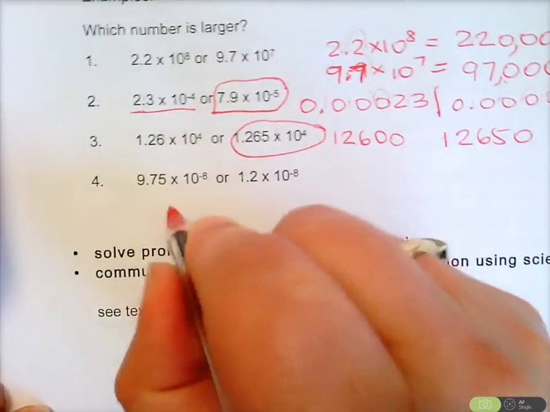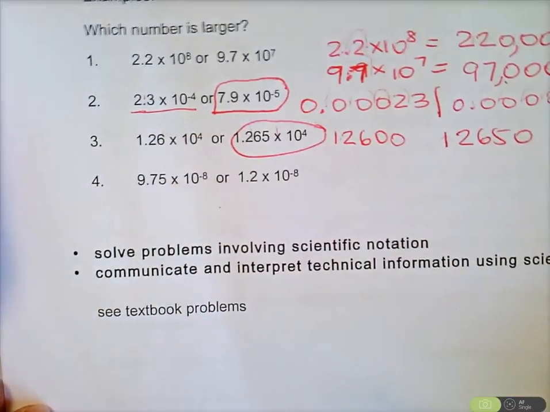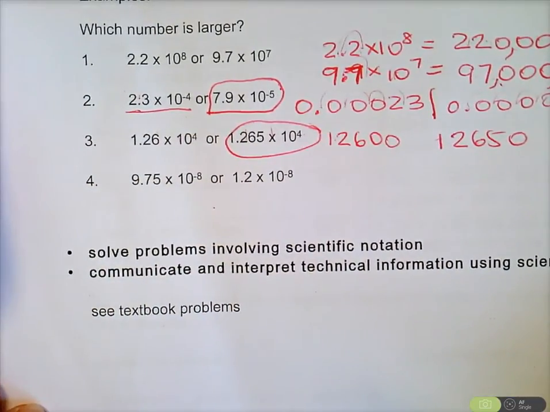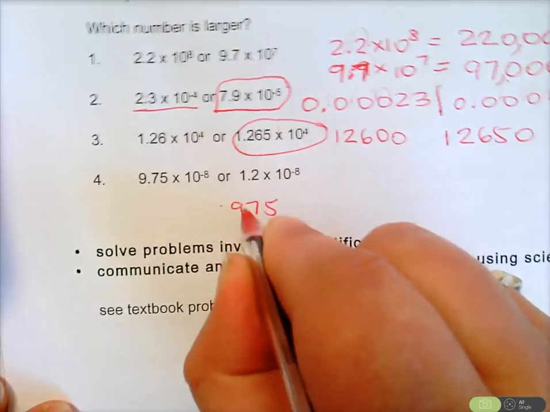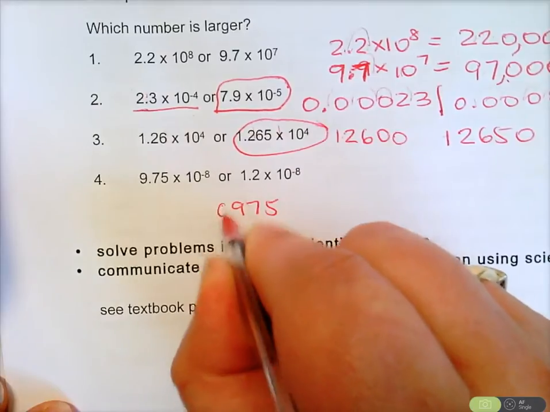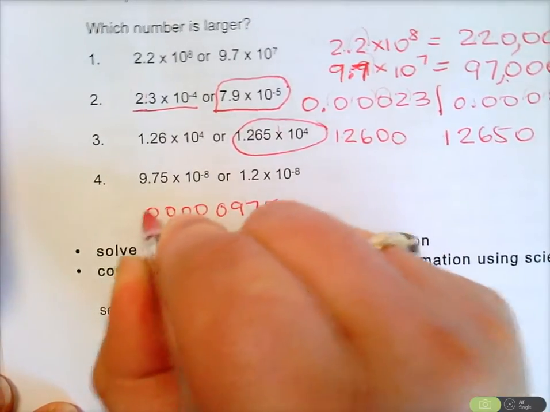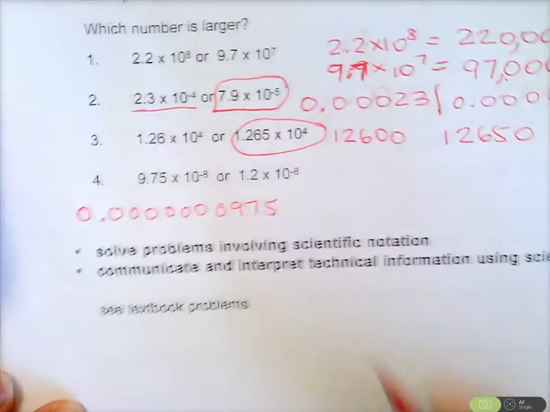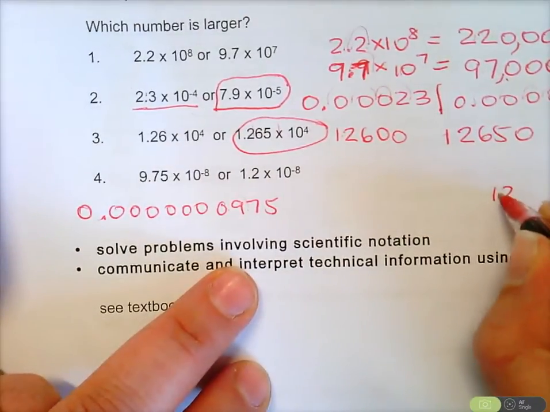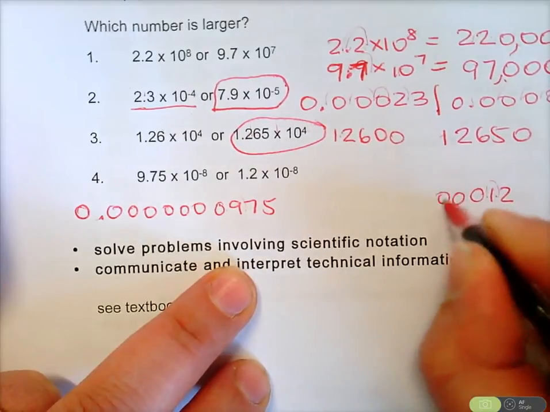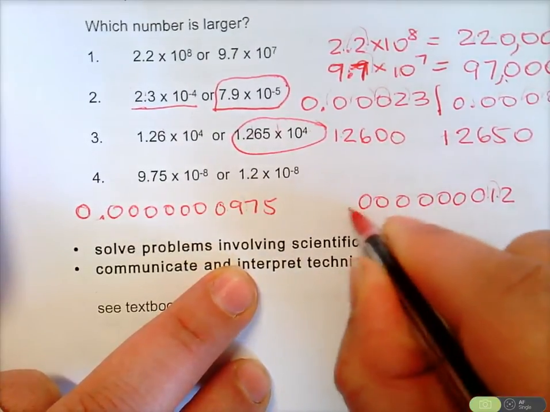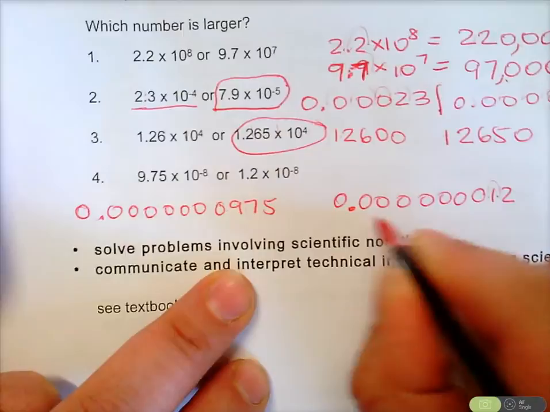I can write them. Which one do you think is going to be bigger? All right, let's try. 975. I've got to go back 8. 1, 2, 3, 4, 5, 6, 7, 8. Point. And the other one, go back 8. 1, 2, 3, 4, 5, 6, 7, 8. Point. All right, let's count.